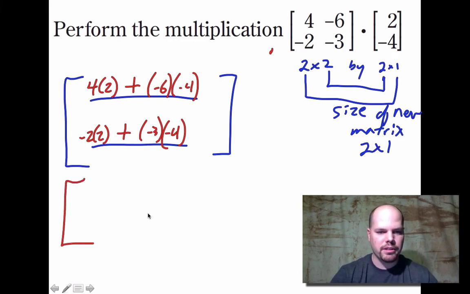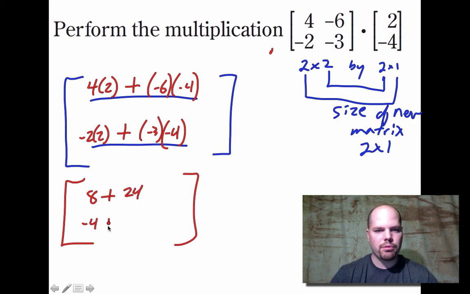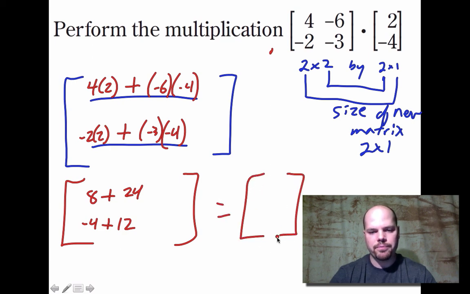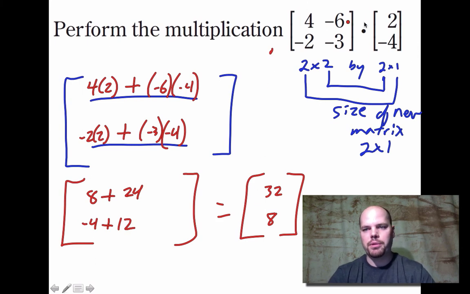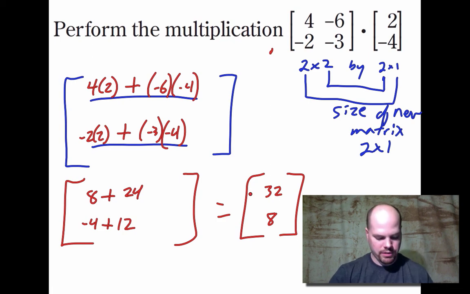So now what I'm going to get is 8 plus 24, and negative 4 plus 12, and my final answer is 32, 8. So if I multiply these two together, the result is a 2 by 1 matrix. 32, 8 is how you would read that.